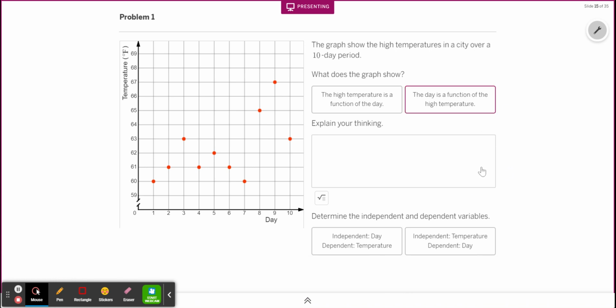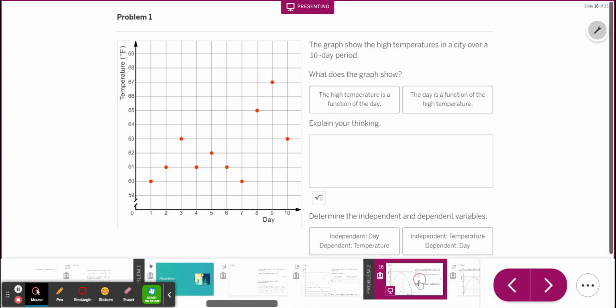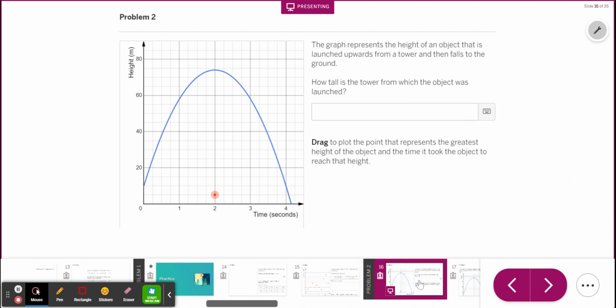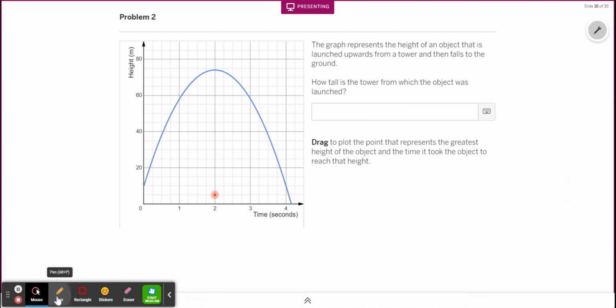Then using this one, select which one it is. Explain your thinking. How do you know which one's independent, dependent? Now this one, a lot of kids were missing earlier today. This is your starting point. So this is actually your tower. And then you have the ball that's being thrown. Okay, so that'll help you answer this question. And then don't forget you also have to drag the dot.